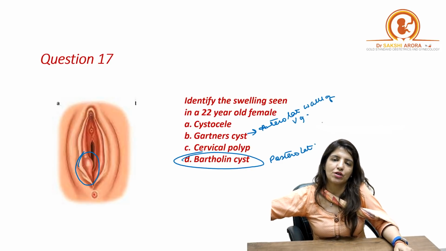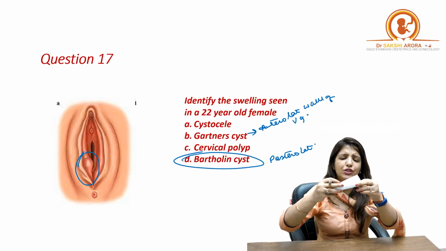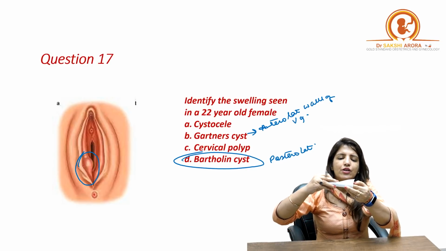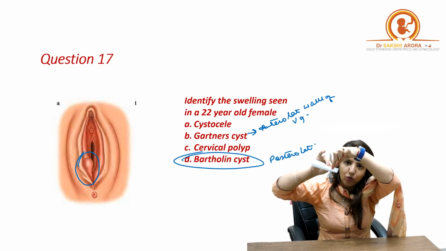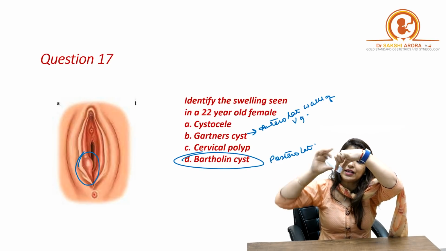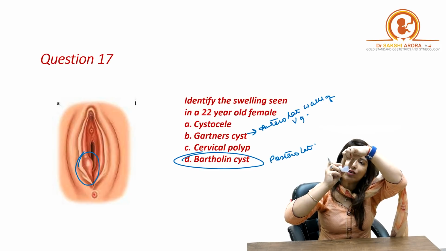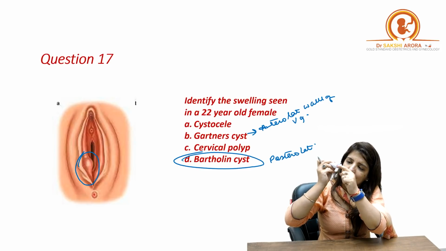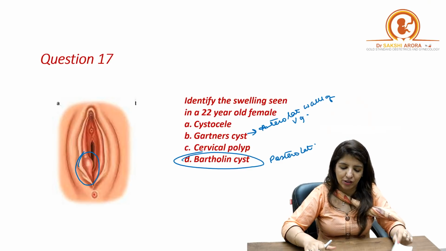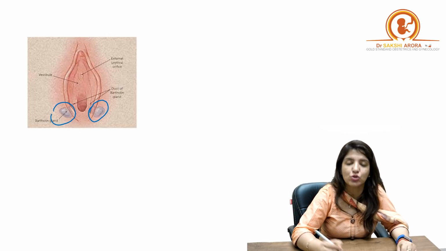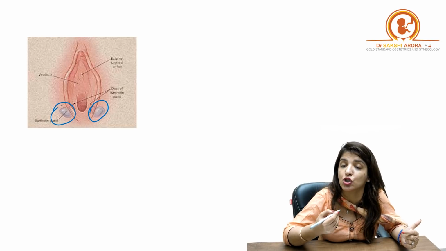Anterolateral wall of vagina. So suppose over here, this is your vagina, right? So any cyst which is present in the anterolateral wall, this over here, that will be a Gartner's cyst. Any cyst which is present in the posterolateral wall, that will be a Bartholin cyst because this is the place where Bartholin gland ducts open.